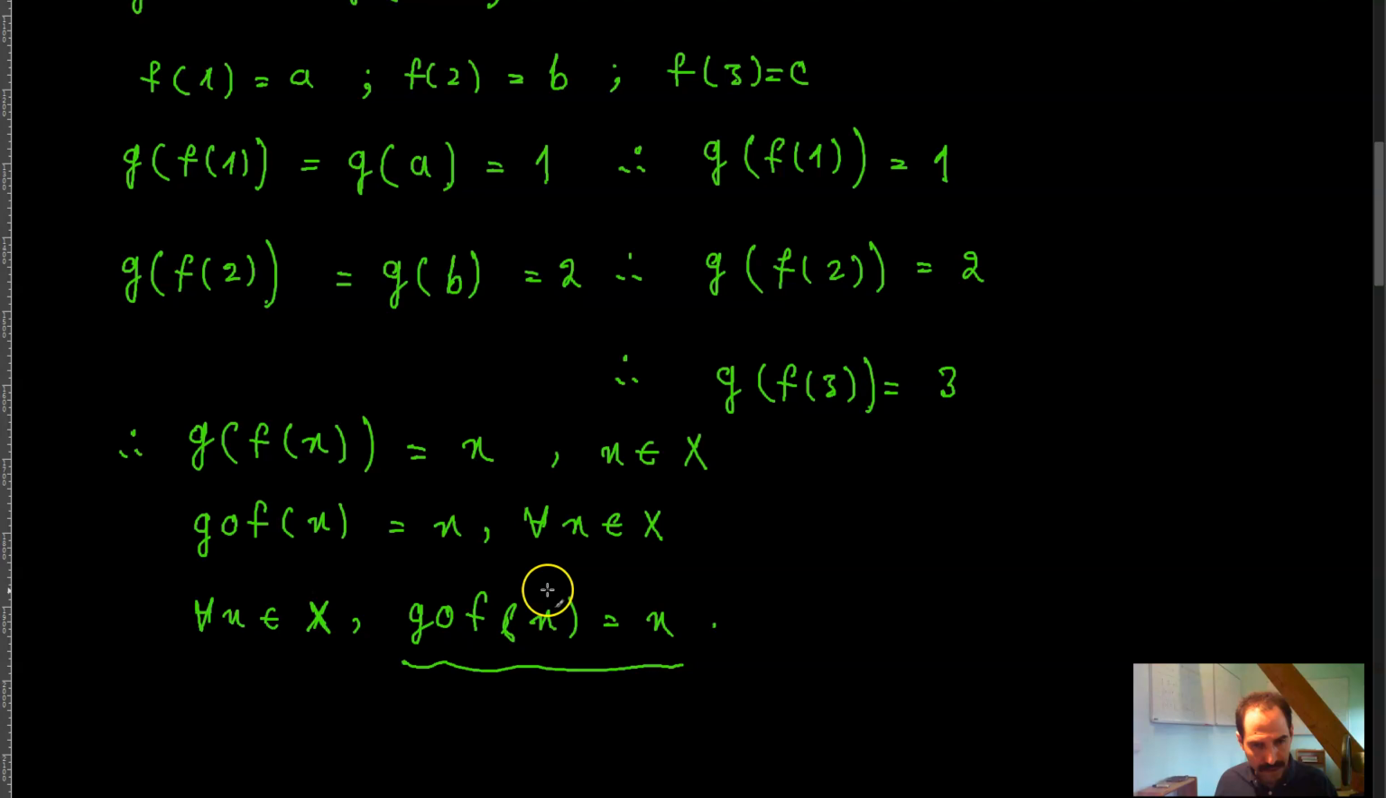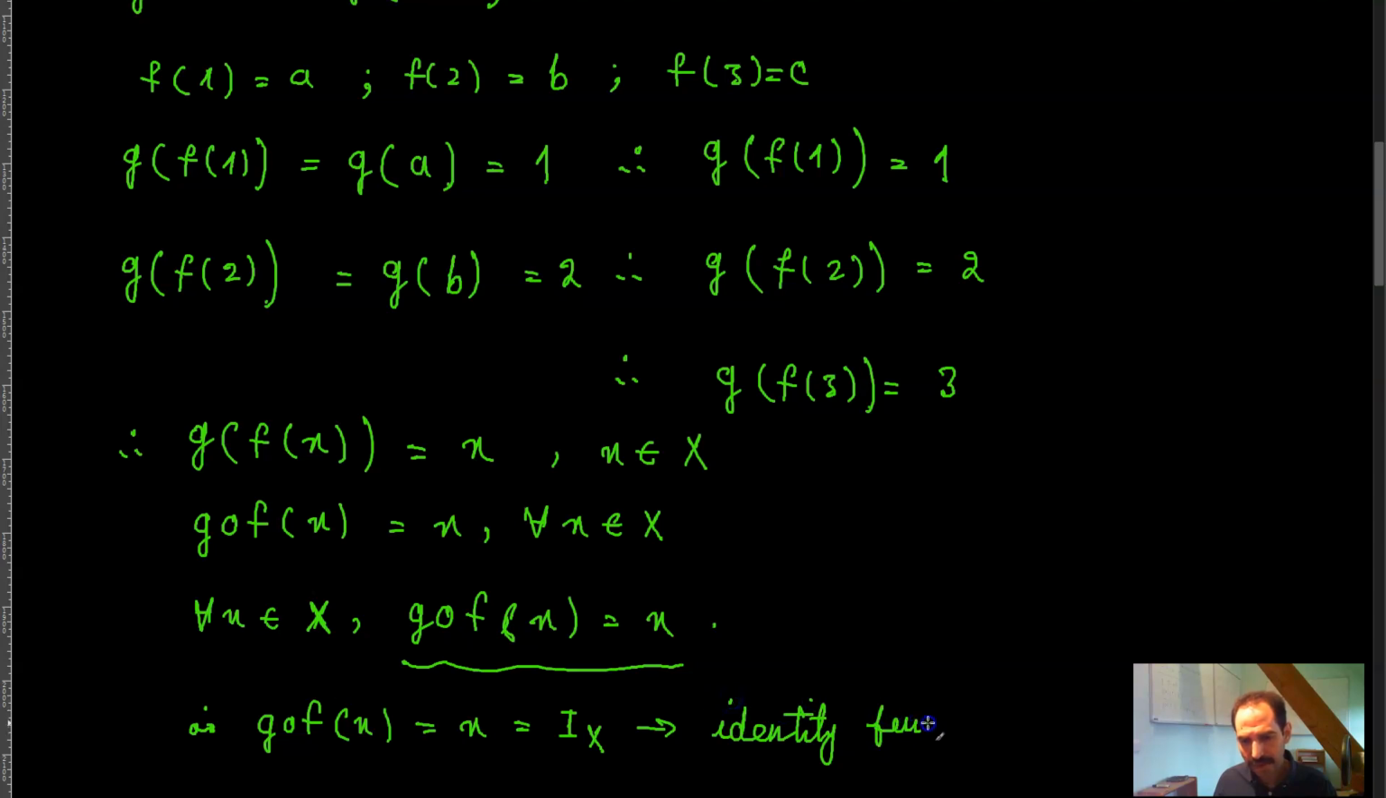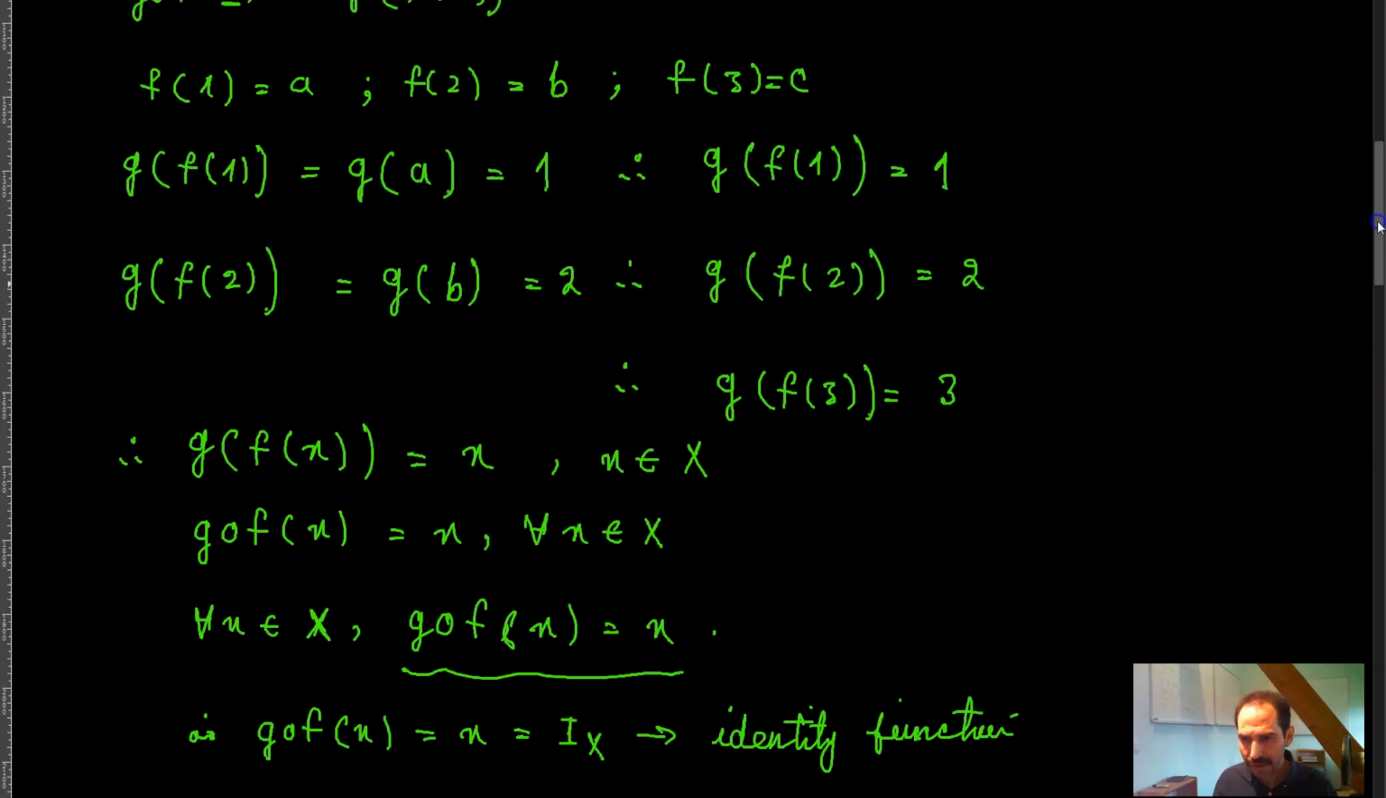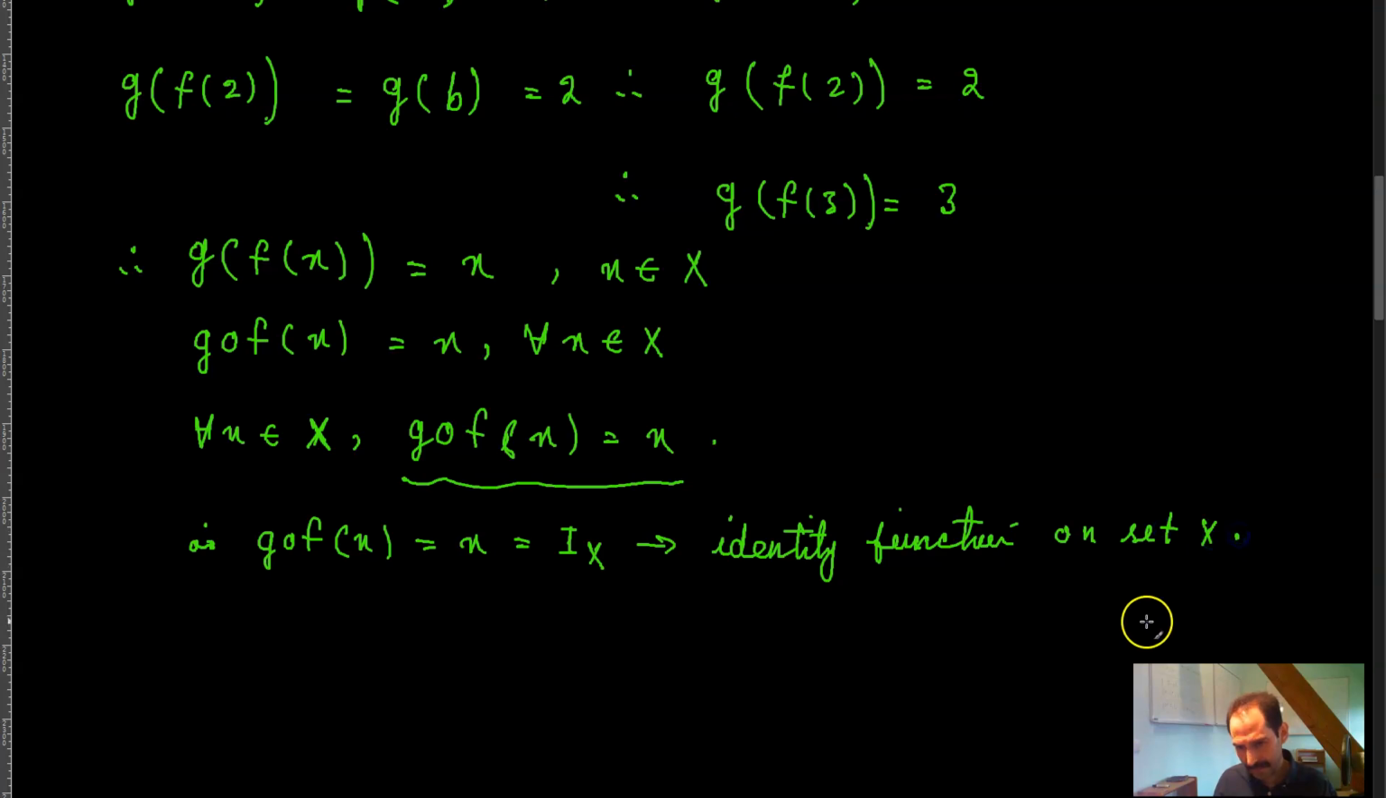And since this happens, you can say that g of f of x is equal to x, which is equal to I of X, which is basically the identity function on set X. What that means is that any x that you pick from the set capital X, if you input it into g of f, you are going to get the same thing. And for the same reason, g of f has been called the identity function on set X.